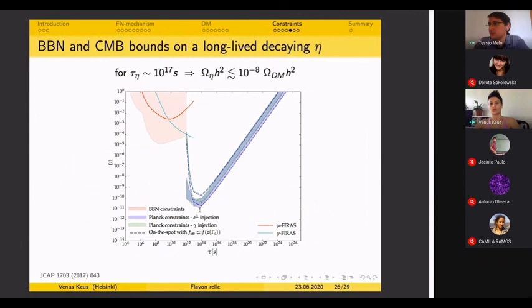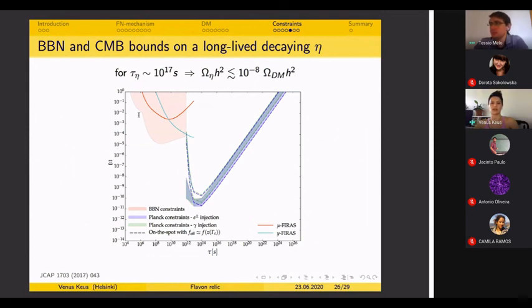The reason this line goes up as the lifetime of your particle goes up is that the particle doesn't decay into photons as much. The rate of that process isn't very large, so you're not injecting too many photons. So that's the bound that you get from the CMB.